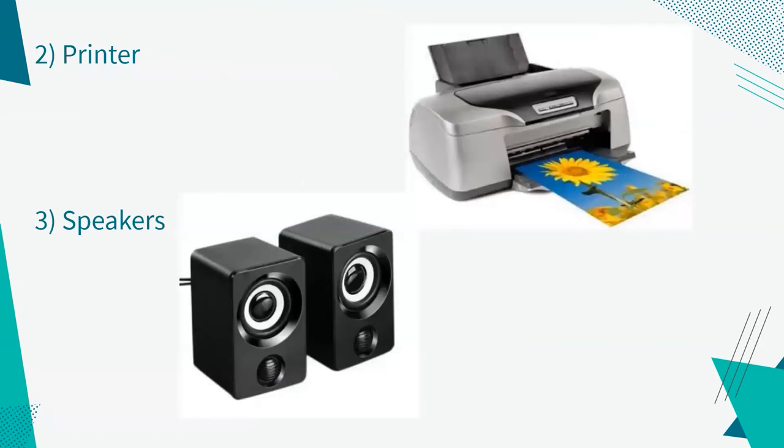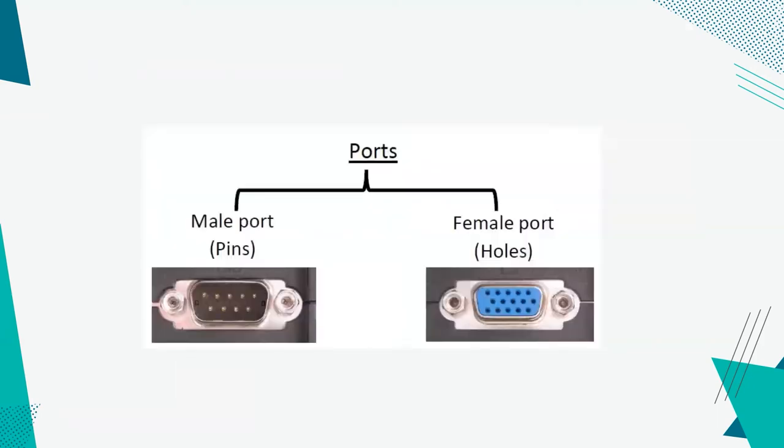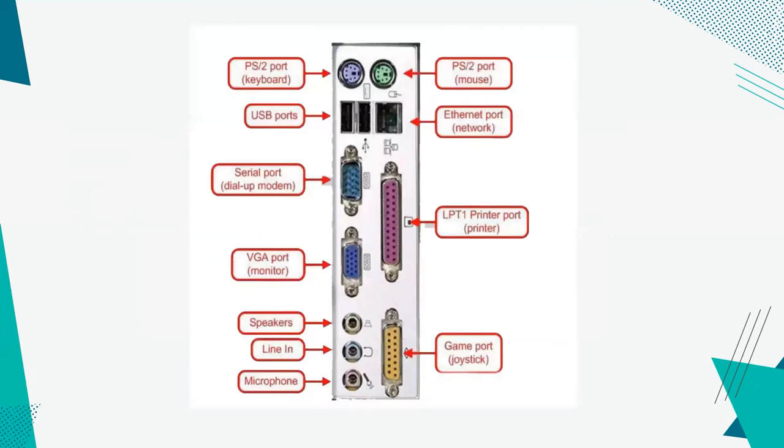Here we can see a few more output devices, which are printer, speakers, like that. And now I'm going to talk about the ports. The ports are in the back of the CPU. You can see ports in the back of a CPU. We have two types of ports in a computer, which are male port and female port. In the male port, you can see pins, and in the female ports, you can see holes. And here in this picture, you can see the main ports you can see in the back of the CPU.